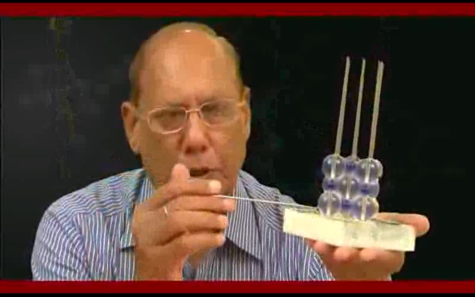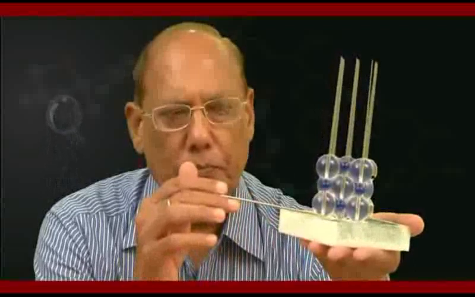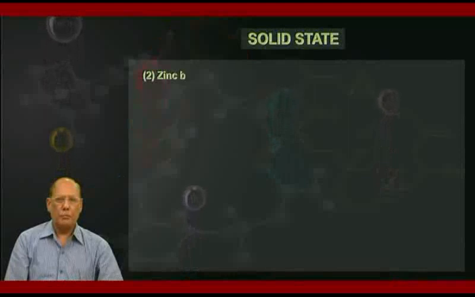One thing more I would like to tell you. Look here, this is the edge length a, and that is equal to 2 times r plus plus r minus. So the formula that we have already noted is visible over here. Edge length is equal to 2 times r plus plus r minus. Number 2, zinc blende, that is ZnS, zinc sulfide structure.